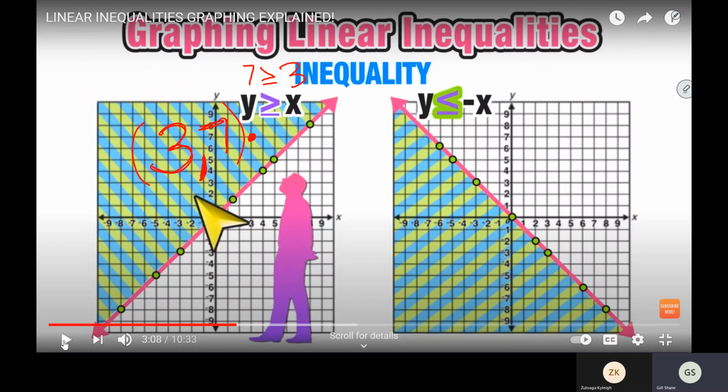So I just took these two x and y values and plugged them in for x and then y. Is 7 greater than or equal to 3? Could be either. Could be greater than 3 or equal to 3. Is it? Where'd you get 3 and 7? Hold on just a second.